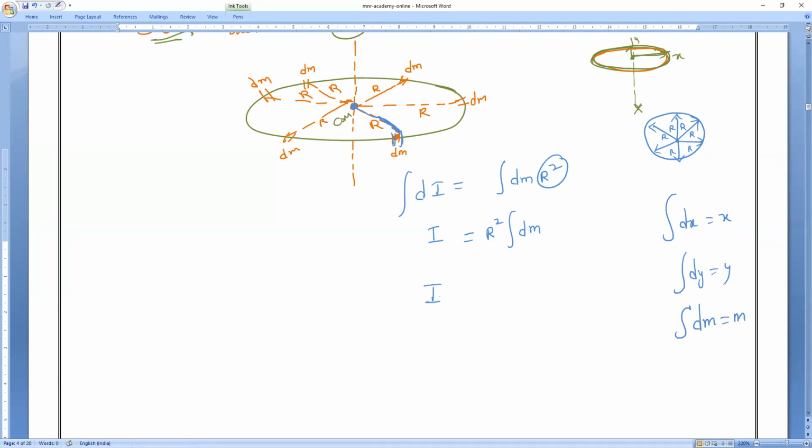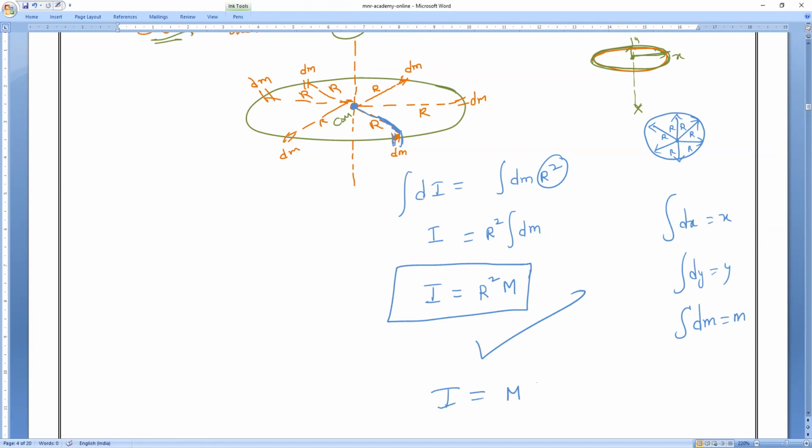So the moment of inertia through the center of mass about the axis of rotation is I equals r square into m. So this is the formula for the moment of inertia of a ring: I equals m r square. Please write it. Any doubt? Anybody can ask me. I hope you all understand. Clear, everybody?